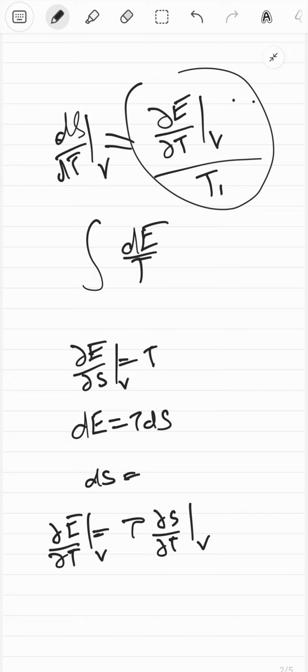But that's obviously true, because dE is equal to TdS minus PdV. So at constant volume, you obviously just have dE equal to TdS and then divided by dT. It's okay, it works.